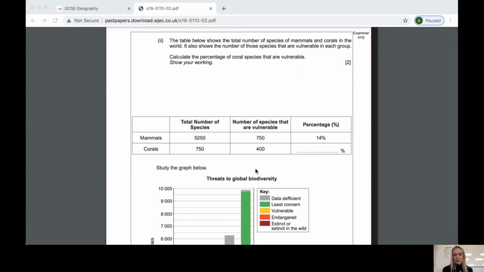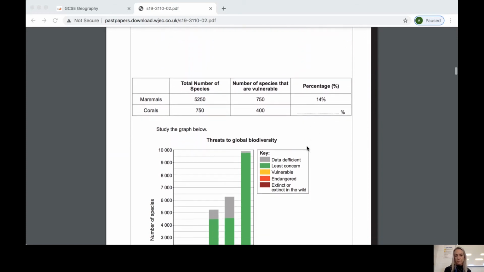Okay, so you need to show your working for 1 mark and give your answer for another mark, and your answer goes on this line here that's empty in the table. To do that, you're going to need to divide one number by another number and times it by 100 to give you a percentage. So you're working out the percentage of coral species. You're going to use these two figures. So you do 400 divided by 700 times 100, and it's going to give you this answer here. But you have to show your working and write the answer to get the 2 marks.